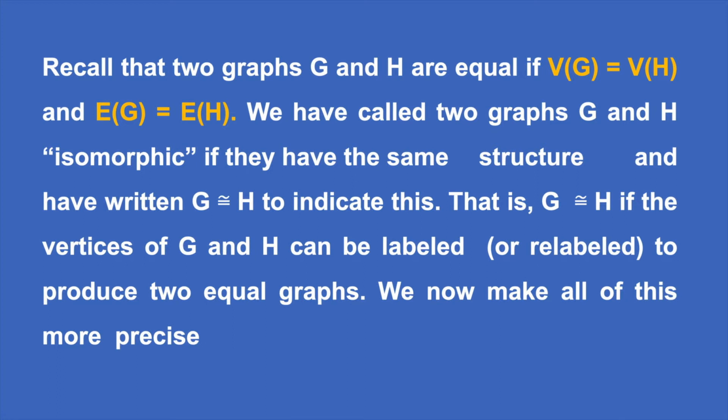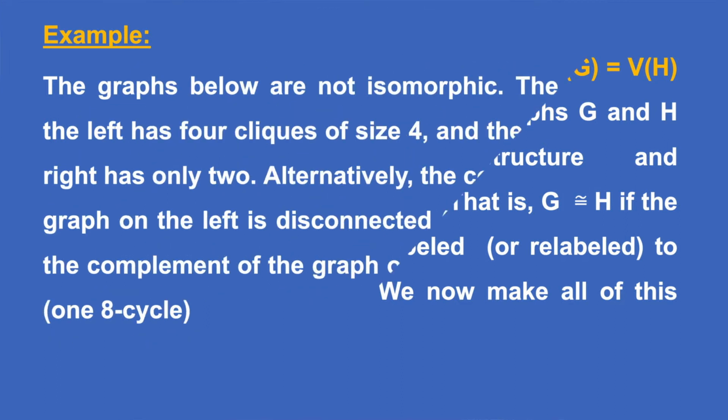Recall that two graphs G and H are equal if the vertex set of G is equal to the vertex set of H and the edge set of G is equal to the edge set of H. We have called two graphs G and H isomorphic if they have the same structure and have written G ≅ H to indicate this. That is, G is isomorphic to H if the vertices of G and H can be labeled or relabeled to produce two equal graphs. We now make all of this more precise.